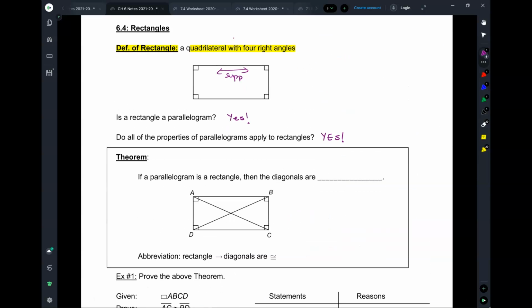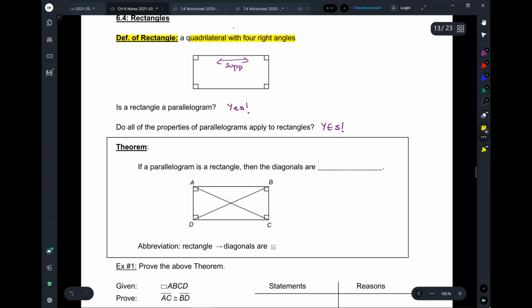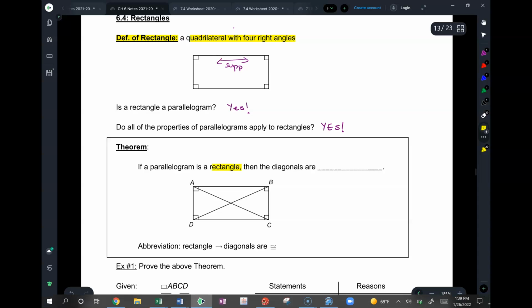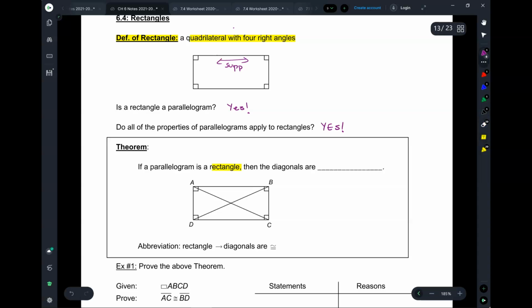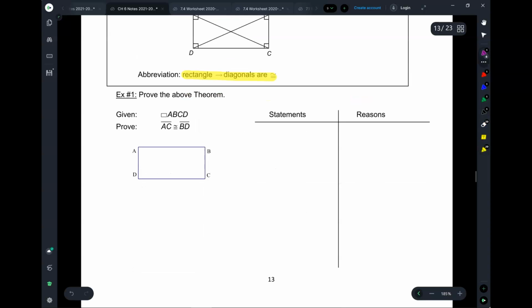Okay, so here's a theorem now. This is something new. The theorem says, if a parallelogram is a rectangle, then the diagonals are congruent. Okay, so because a rectangle is a parallelogram, we already knew that the diagonals bisect each other, but now we also know that they're congruent to each other, okay? So if you want to abbreviate it, you can say a rectangle implies that the diagonals are congruent to each other. Okay, so let's prove this.